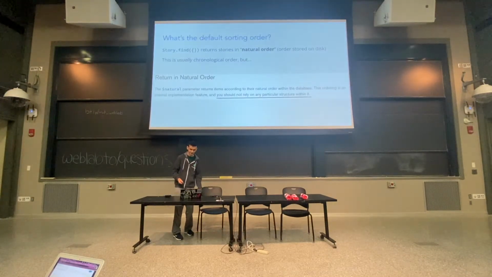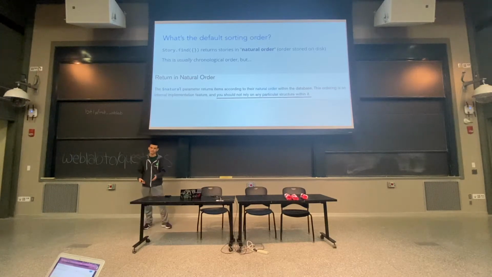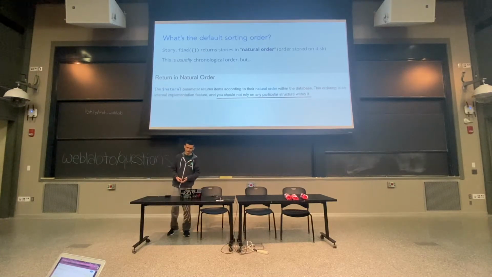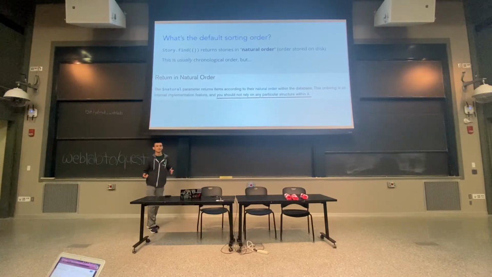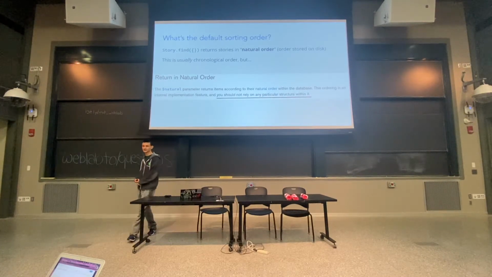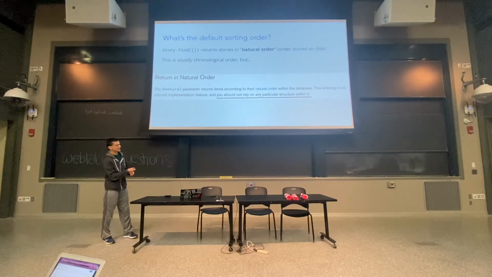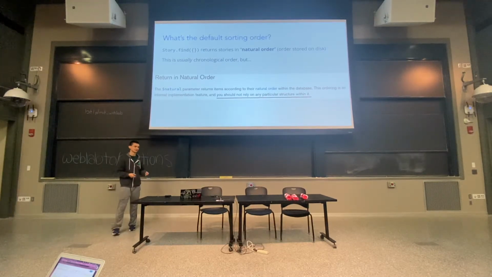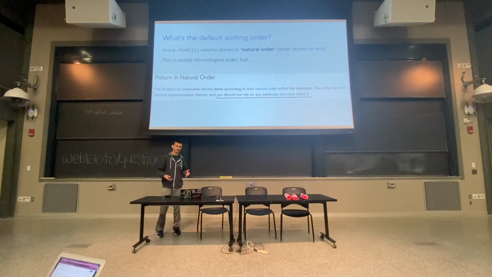One question I received is, what is the normal sorting order? What if I just say story.find and I don't have any .sort after it, what order is it going to be in? The short answer is that it's usually chronological order. In Catbook we're doing this, and it's basically chronological order. But not necessarily. The Mongo documentation says you should not rely on any particular structure. It's very vague about it. It's usually chronological, but Mongo says they could change this order at any time. You shouldn't really rely on it.